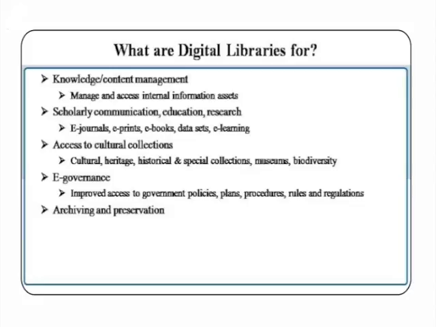The scholarly communication which I'm mentioning here is the material for education and research, that is e-journals, e-prints, e-books, datasets, e-learning material, and access to cultural collections like cultural heritage material, photographs, historical and special collections, museums, biodiversity data, and e-governance, improving access to government policies, plans, procedures, rules, and archiving and preserving all this kind of content on a single platform is called a digital library.